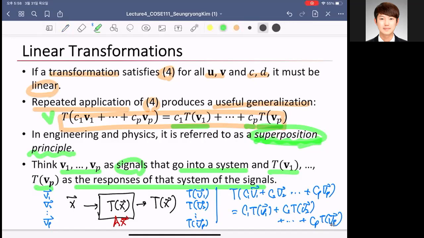So why do you have to know linear transformations or linear algebra? You want to understand your system, right? Your arbitrary system, your black box system T, but you only have the input and output of your arbitrary system T. Then by just checking this relationship, you can check whether your system is linear or not.